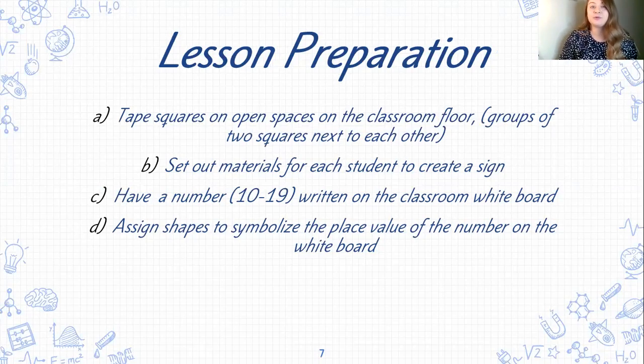The things that you will need to prepare before the lesson is that the taped squares need to be in open spaces on the classroom floor. Each of the taped squares will be in groups of 2, and these can be spread out throughout the classroom. Set out the materials for each student to create a sign. This can be done with a piece of paper or a dry erase board or other materials that are found in your classroom. You need to have a number between 10 and 19 written on the classroom whiteboard before the lesson begins. And you will also need to have shapes assigned to symbolize the place value of the number on the whiteboard.